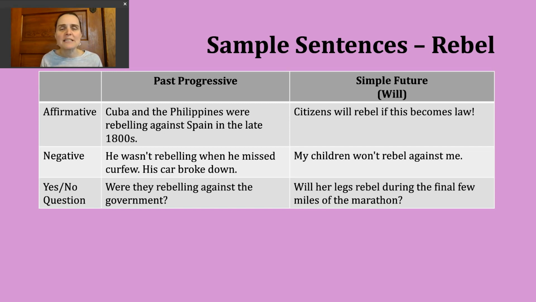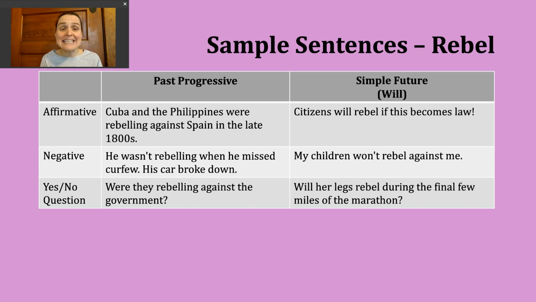My first affirmative example here is Cuba and the Philippines were rebelling against Spain in the late 1800s. So here we're talking about the people who inhabited these now present day countries fighting back against Spain, who claimed ownership or claimed rule of these particular places. So these two countries are very far apart, but these actions were occurring at the same point in the past.